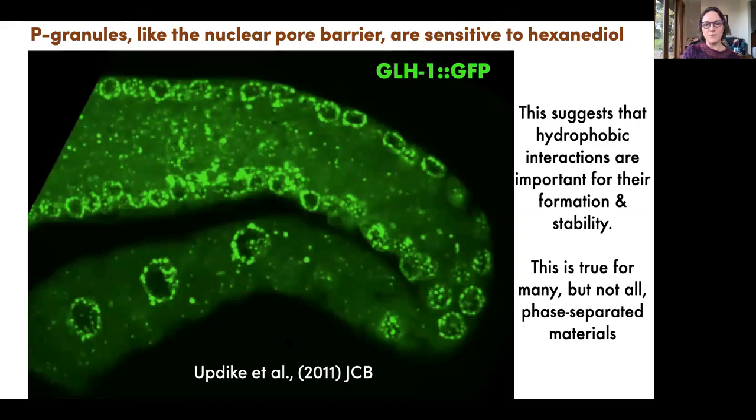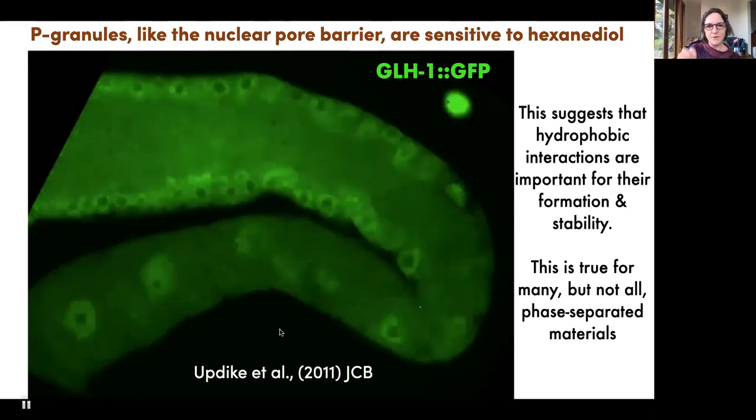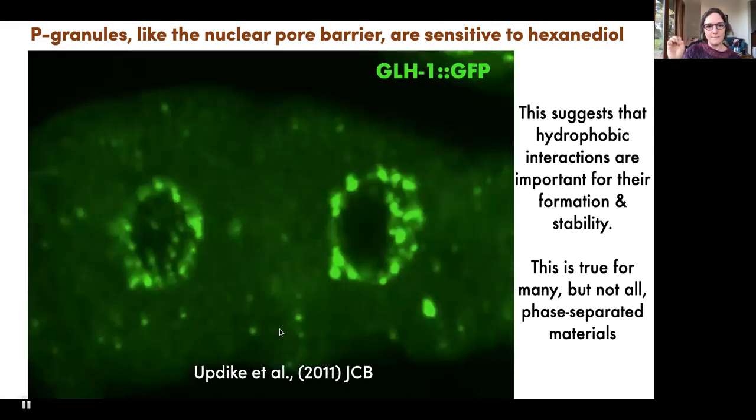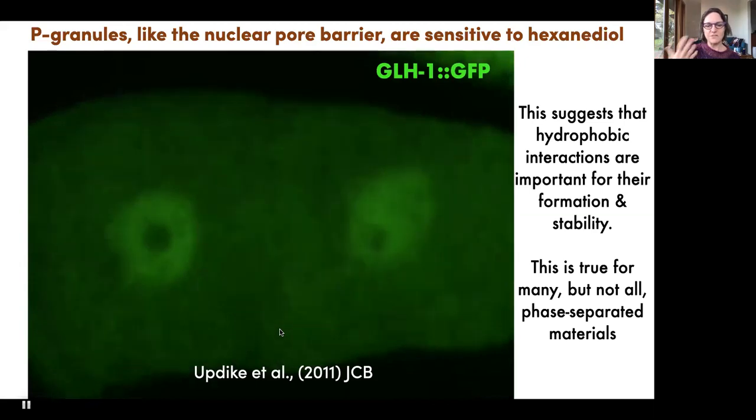I think that this movie shows this better than the image I showed before. So this is actually the reproductive structure of a worm. And here you can see that these are nuclei, and each nucleus is surrounded by these P granules. And if you take this tissue and you add hexanediol to it, those P granules just blow apart, poof, because the proteins become solvated. And then if you take the hexanediol away, the P granules will reassemble. So it's reversible.